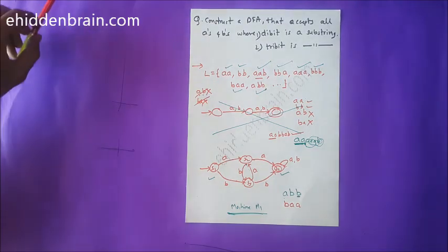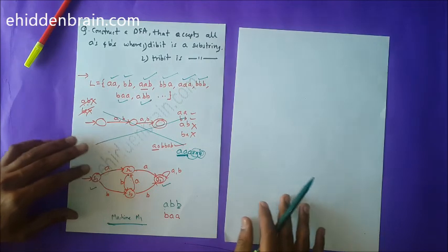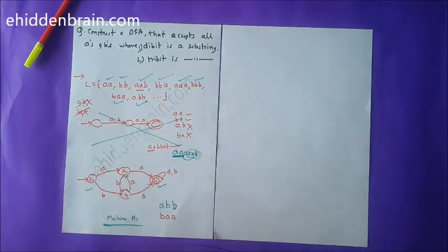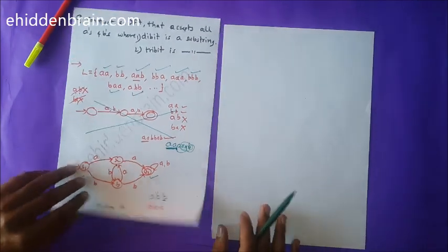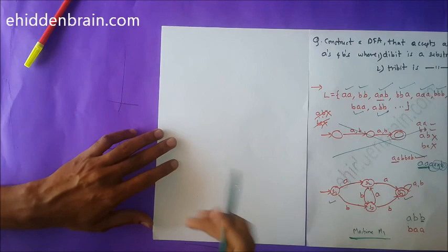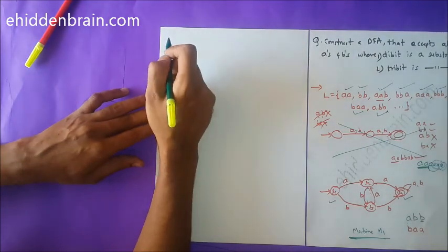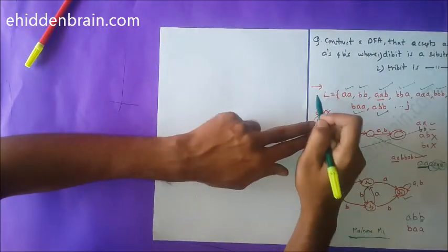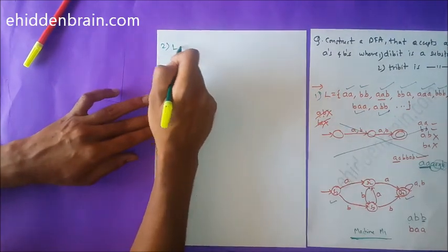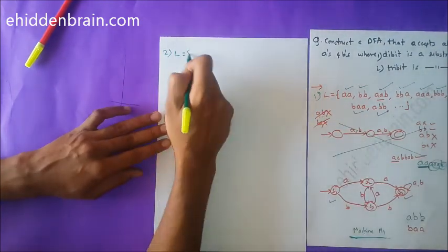Now I will try to find the answer for the next question, where the next subpart is Tribit as a substring. So what is Tribit as a substring? Tribit means the language which we are worried about will be, come on, let's draw the language. This was the first part of the question. Now I will have a second part, and I will have a language in it. What is the language? Tribit.